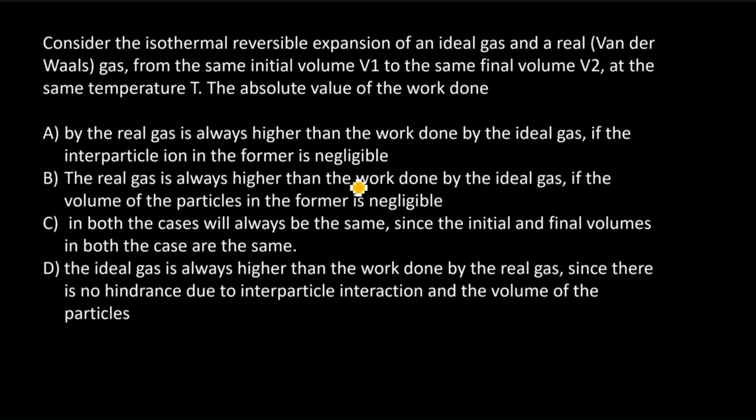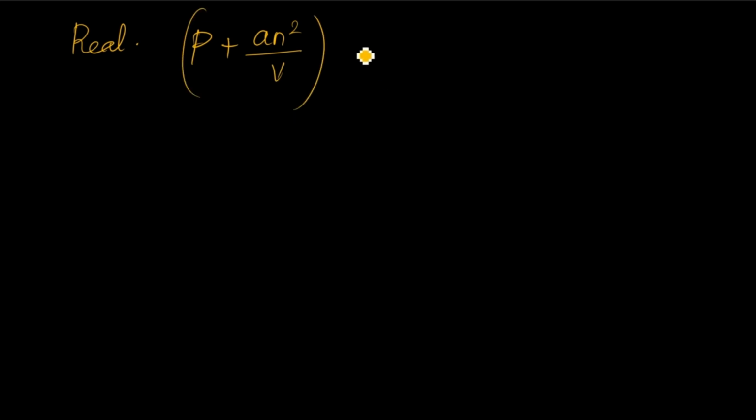Consider the isothermal reversible expansion of an ideal gas and a real gas from the same initial volume to final volume at the same temperature. Okay, the absolute value of work done, right? That is our question. The options are given. The work done by the real gas is always greater than the work done of the ideal gas. Okay, so let's compare. Let's have a formula first. What is the formula for real gas? P plus an squared by V, times V minus nb, is equal to nRT.